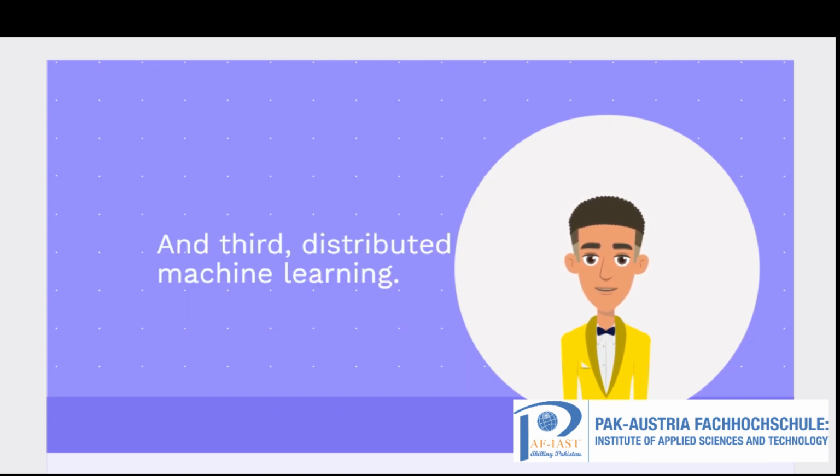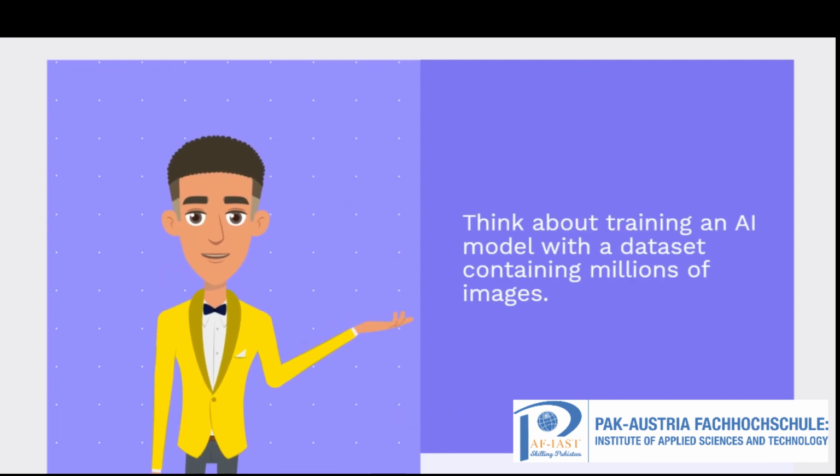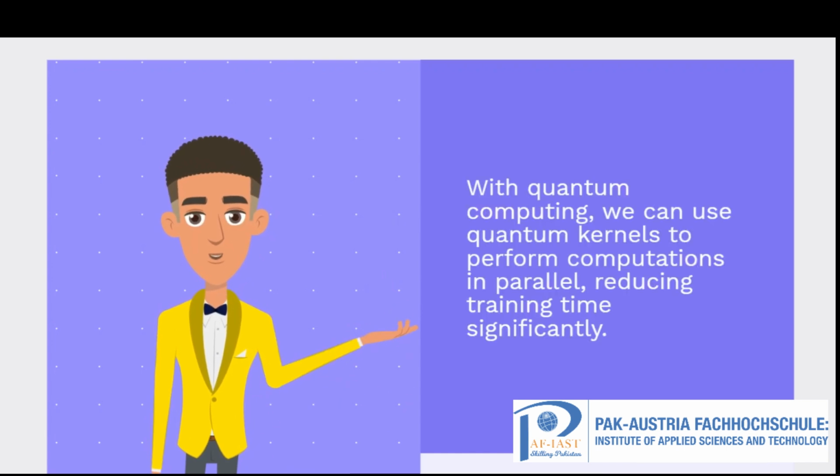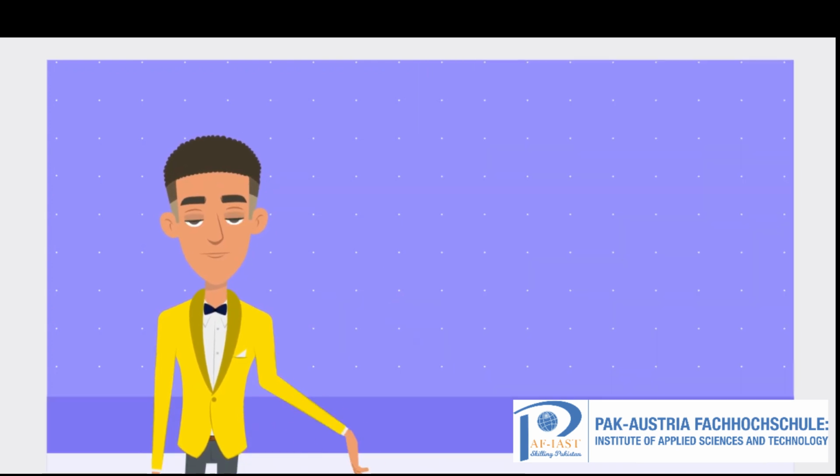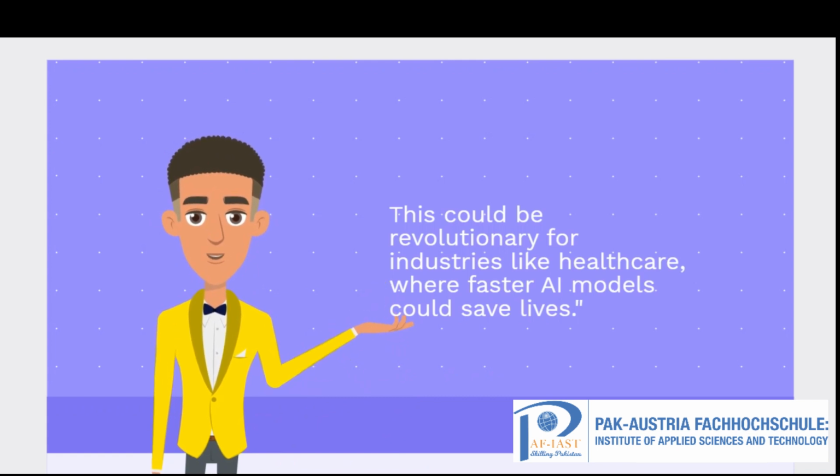And third, distributed machine learning. Think about training an AI model with a dataset containing millions of images. With quantum computing, we can use quantum kernels to perform computations in parallel, reducing training time significantly. This could be revolutionary for industries like healthcare, where faster AI models could save lives.